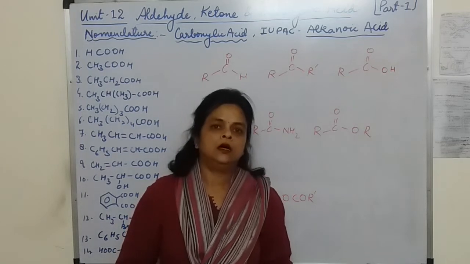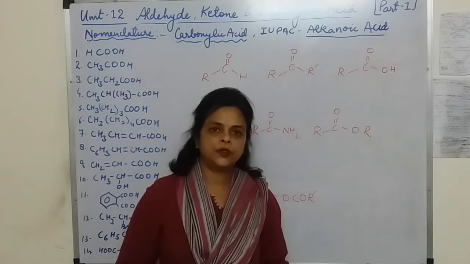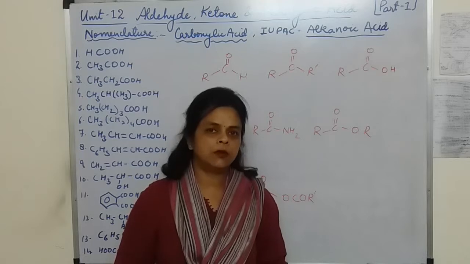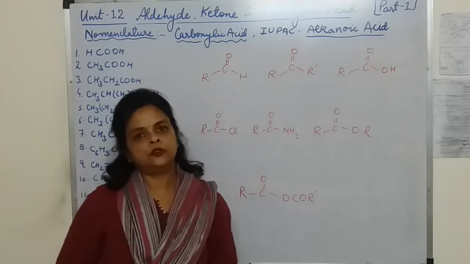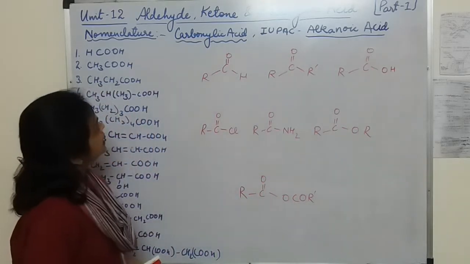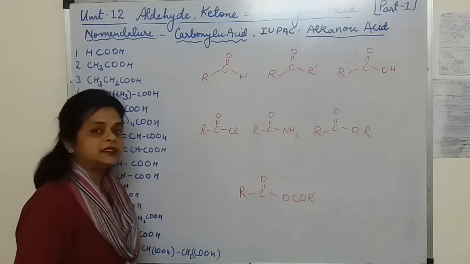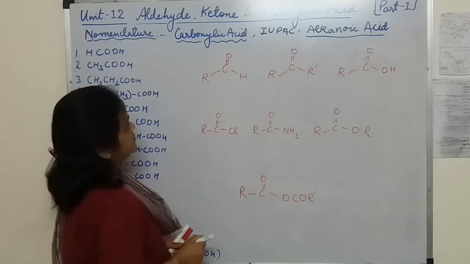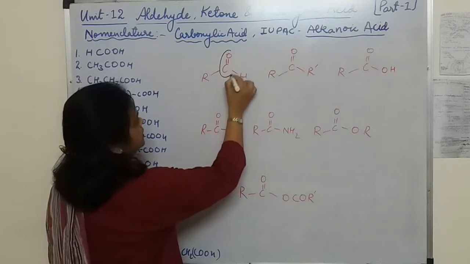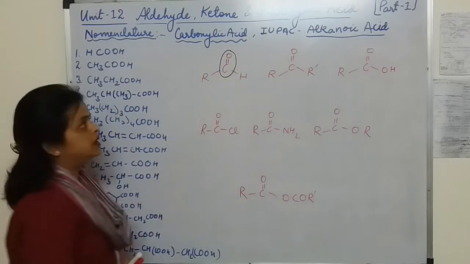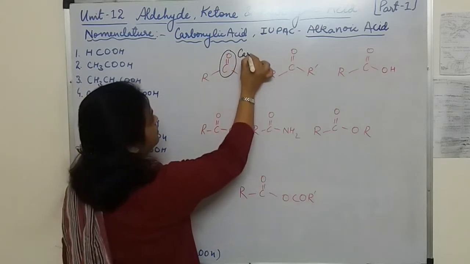Hello students, now we are going to start with the next unit, unit 12: aldehydes, ketones and carboxylic acids. Let's start with the introduction part. What do you mean by aldehyde, ketone and carboxylic acid functional groups? When we talk about the CO group, it is called the carbonyl group. This is carbonyl.